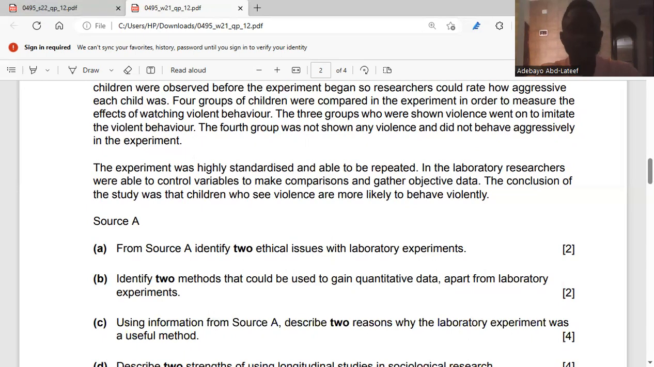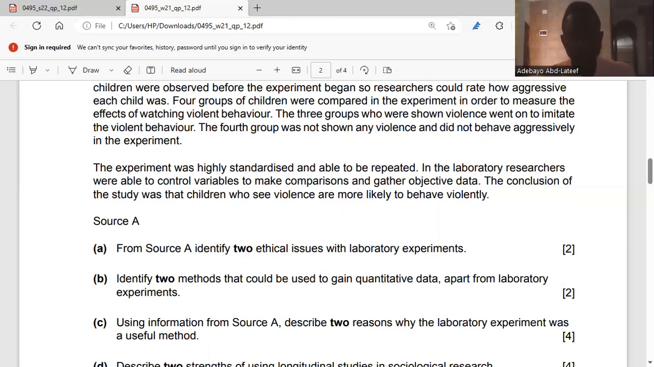The experiment was highly standardized and able to be repeated. In the laboratory, researchers were able to control variables to make comparisons and gather objective data. The conclusion of the study was that children who see violence are most likely to behave violently.